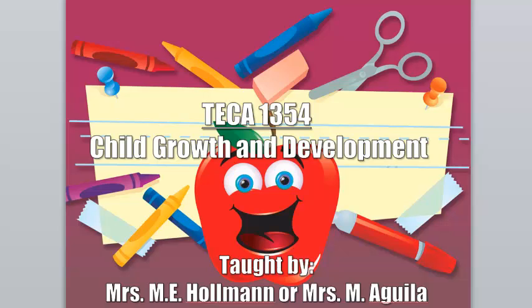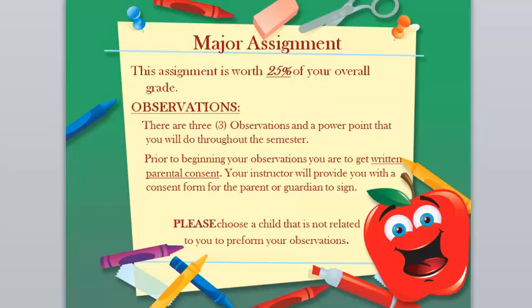Your major assignment is called Observations, and this assignment is worth 25% of your overall grade. Within these observations, there are 3 observations and a PowerPoint that you will do throughout the semester. Prior to beginning your observations, you are to get a written parental consent. Your instructor will provide you with a consent form for the parent or guardian to sign. Please choose a child that is not related to you to perform your observations.